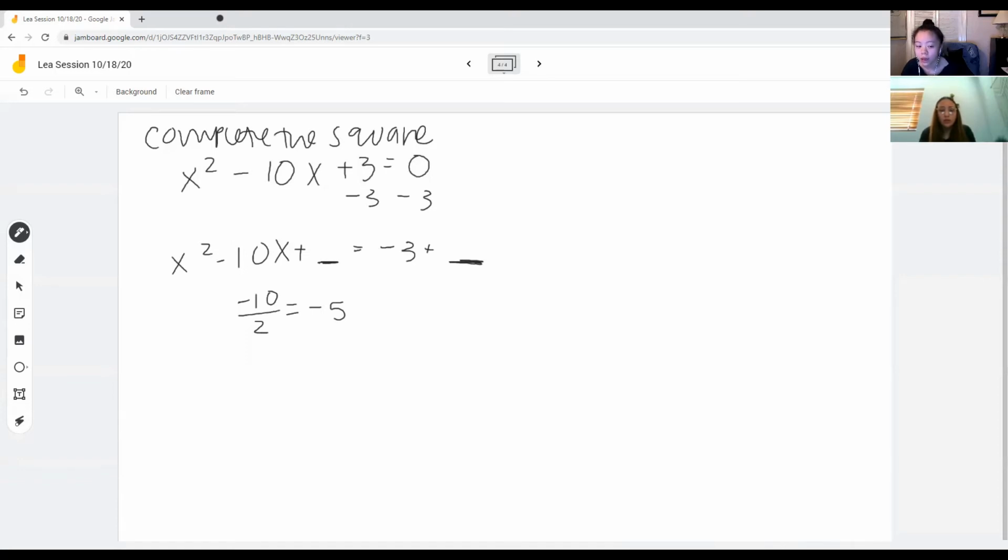Remember, it's negative b over 2 squared. We have to square it. So it's not just negative 10 over 2. It has to be negative 10 over 2, quantity squared. Oh, okay. So, let's redo this.